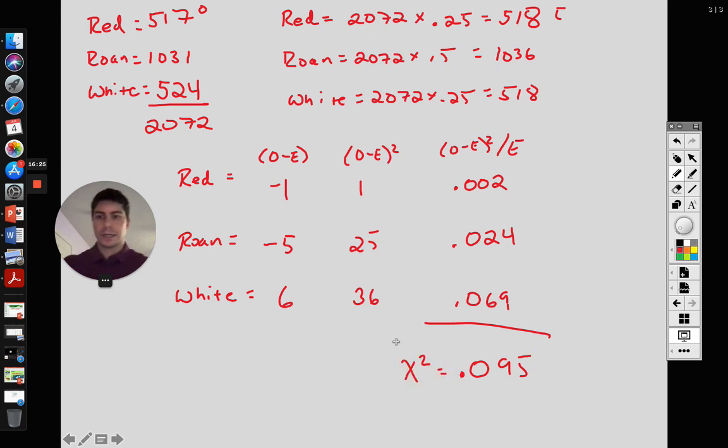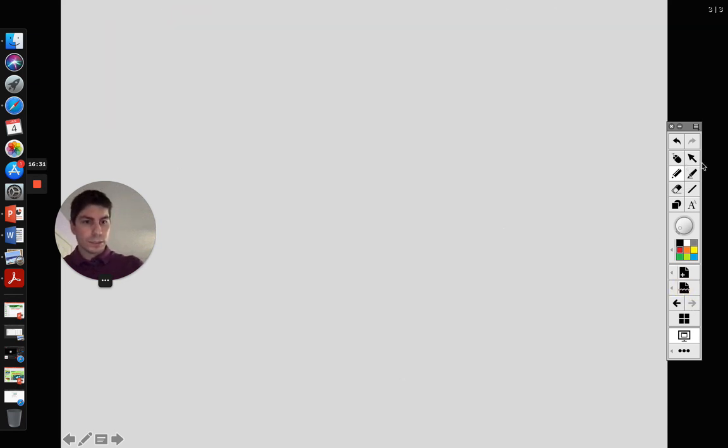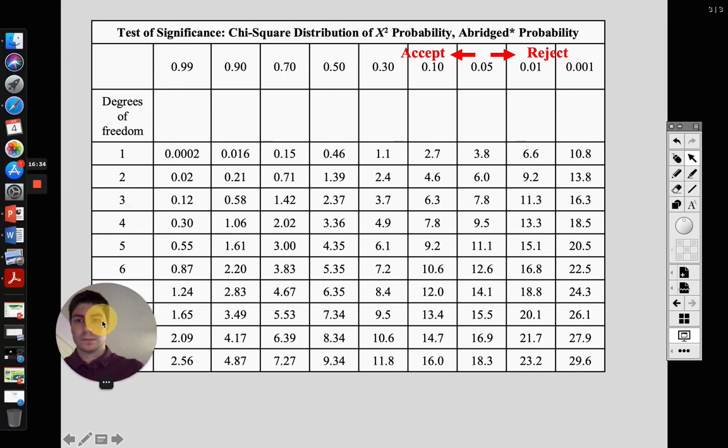Okay? Now, if we take that number, 0.095, and put it into chi-square, I don't care what our degrees of freedom is, we're going to accept it. But just so we know our degrees of freedom, how many phenotypes do we have? We had red, we had white, we had roan. So we had 3 phenotypes. Subtract 1 for our degrees of freedom, so we'd be using 2 degrees of freedom, and we'd be way over in this area here. So we would definitely accept our null hypothesis that our data is going to match that 1 red to 2 roan to 1 white for the color of the horse.